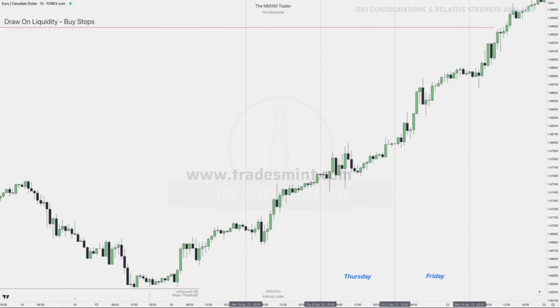So over here we've got the 1 hour chart for euro Canadian dollar. We know our draw on liquidity is on the buy side, and we're going to focus on Thursday and Friday again, because we know after Wednesday DXY is consolidating, and we're going to focus our attention on finding a buy setup for euro Canadian dollar.